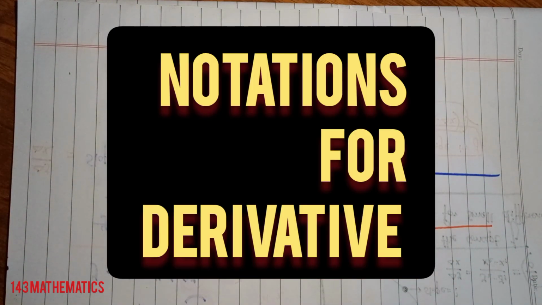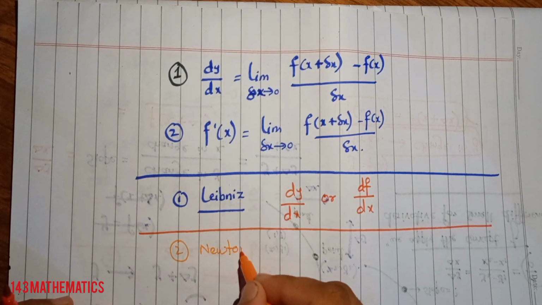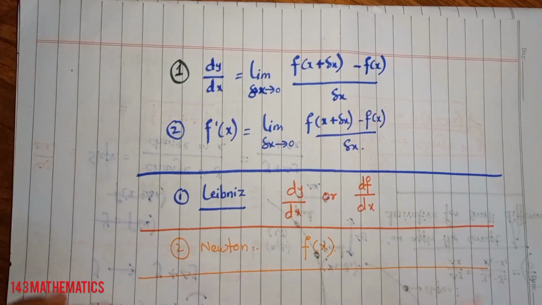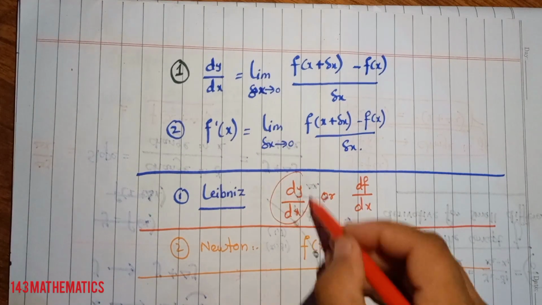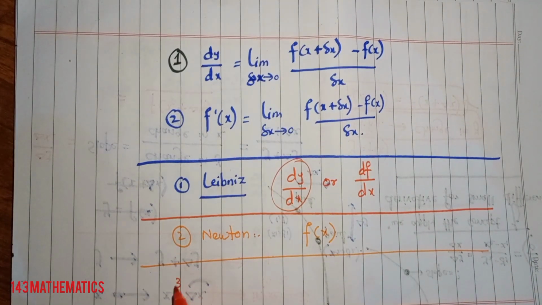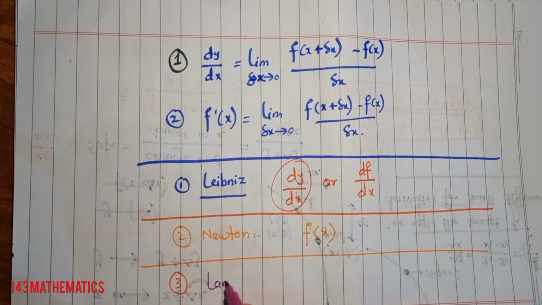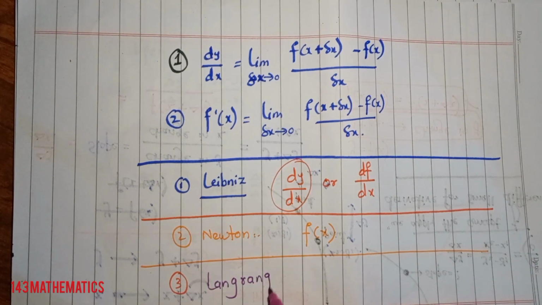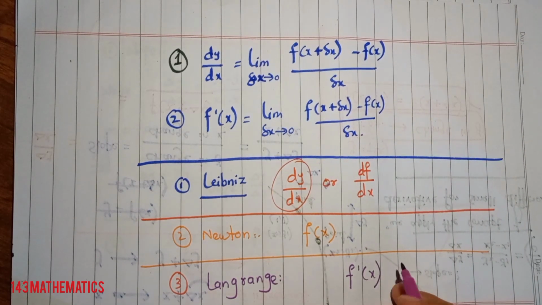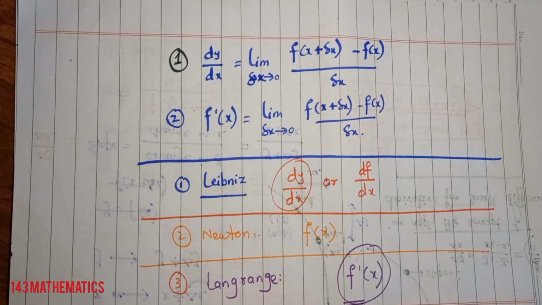Second, Newton used the symbol f of x to show the derivative. Third, this is the main notation currently used for the derivative. So for the third, Lagrange used f dash of x to show the derivative. So this is also used frequently in many books.